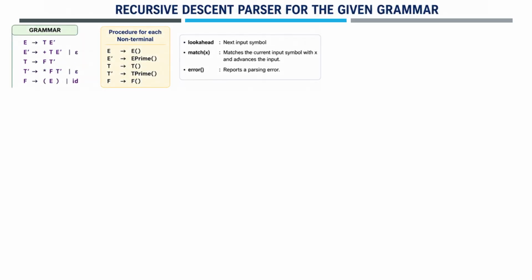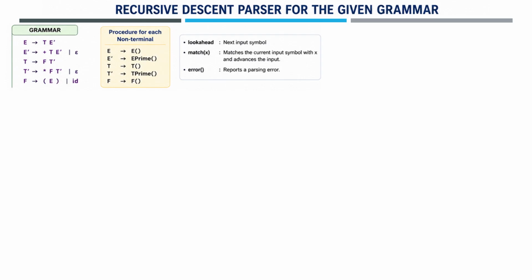So here is the recursive descent parser for the given grammar. We have taken one very common example grammar. The non-terminal symbols that we have here are E, E dash, T, T dash, F. So we need to write the procedure for all the non-terminal symbols. For E, I'm writing the procedure as E of. A procedure is nothing but a function.